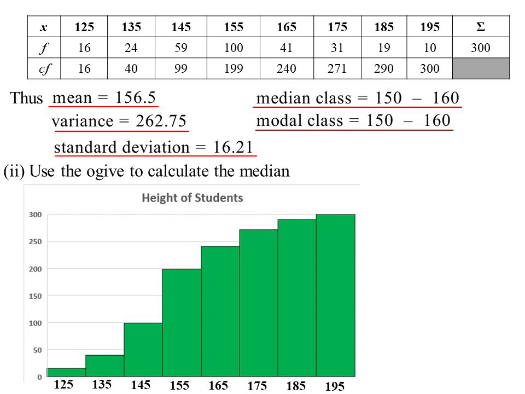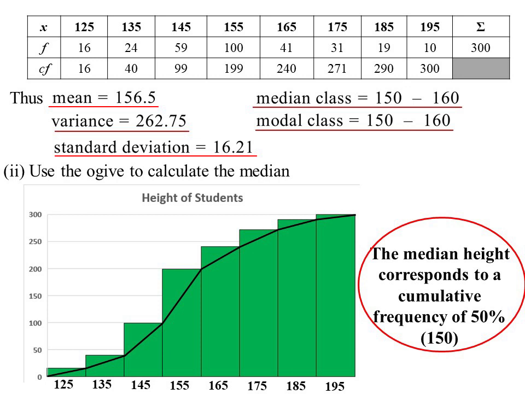Use the ogive to calculate the actual median, not the median class. Okay, there's my cumulative frequency. Draw in the ogive. For the median, I want to know exactly where 50% is. 50% of 300 is 150. So read along here. Now it looks like it's 155, but no. Let's work out where that is on our scale.